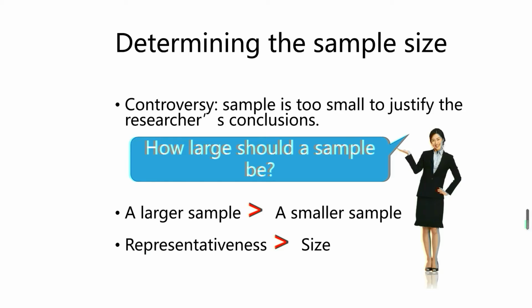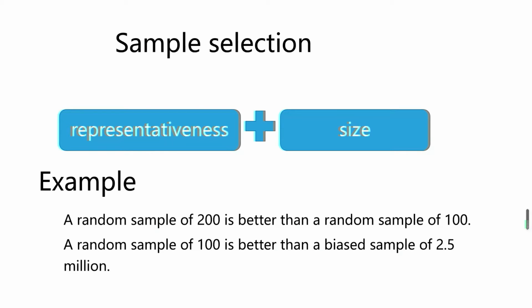A larger sample is much better than a small sample, but the most important characteristic of the sample is not the size, but the representativeness. That is to say, size alone will not guarantee accuracy. Therefore, in sample selection, size is important, but the representativeness must remain the prime goal. For example, a random sample of 200 is better than a random sample of 100. A random sample of 100 is better than a biased sample of 2.5 million.